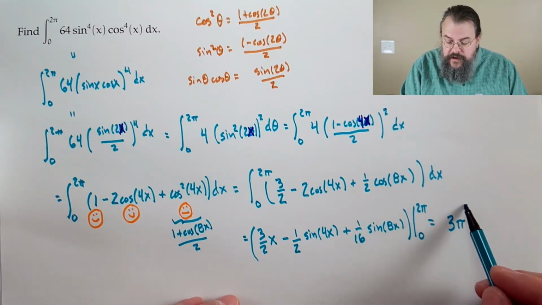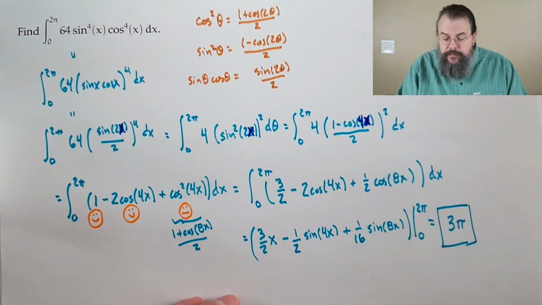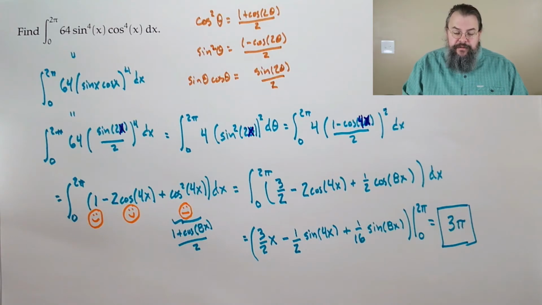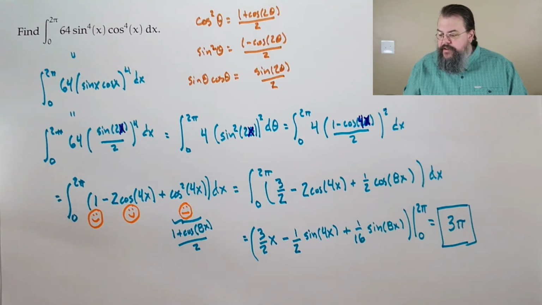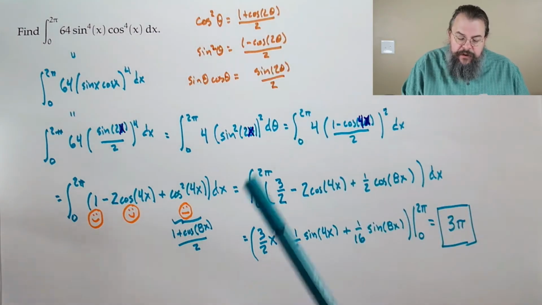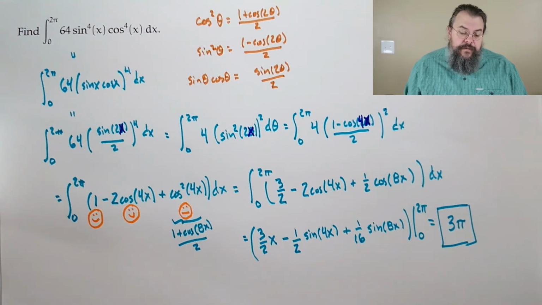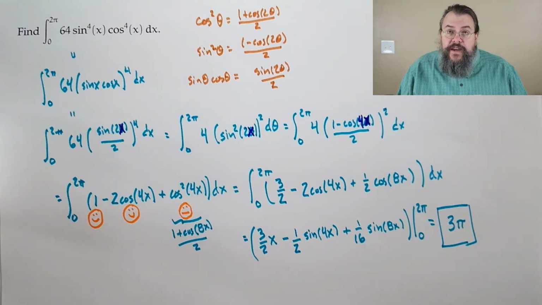And so our final answer turned out to be something pretty nice. 3 pi. What a lovely answer. And here we got to use, in essence, all of our power reduction tools. And we were able to do it. It's the relative ease. It's not too bad. Just have to be patient. Very, very patient. Patience pays off.